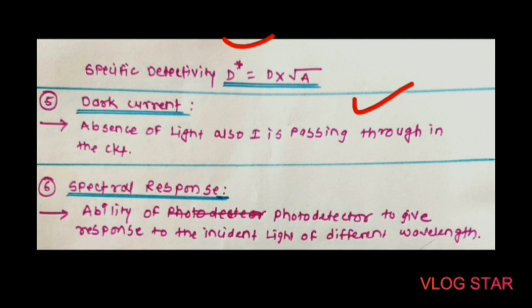Next is the spectral response. This is the ability of the photodetector to respond to incident light of different wavelengths, and it means that the spectral response of the detector should match the spectral curve of the light source. So totally, this spectral response is the response to your input light signal. I think these characteristics are clear to you.